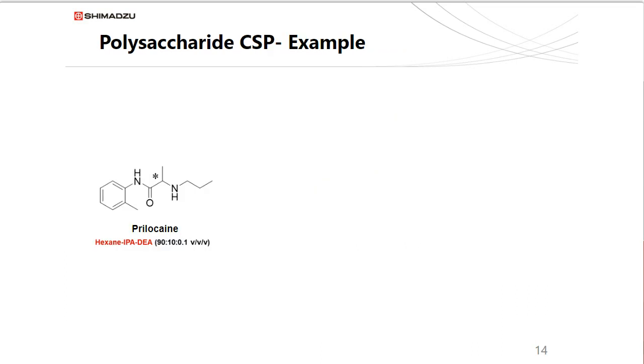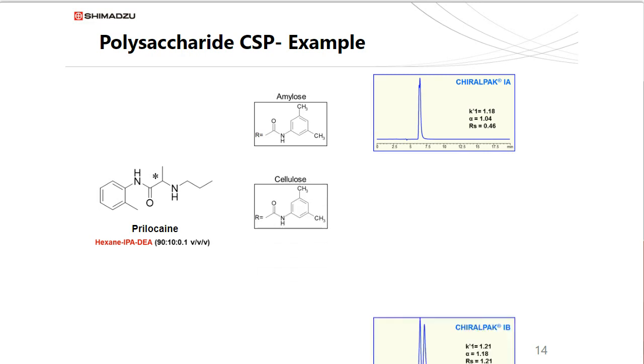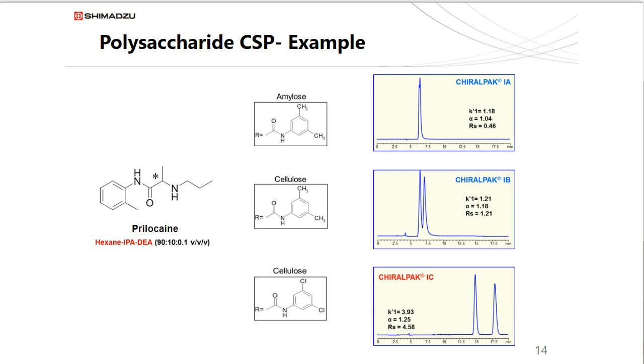Let's take a look at how minor changes in the CSP can have dramatic effects on the resolution of the compound. In this example, prilocaine is exposed to an amylose-based 3,5-dimethyl phenylcarbamate, giving minor resolution. By switching to cellulose, we now have fairly good resolution, but not quite complete. If we then change it from a 3,5-dimethyl to a 3,5-dichloro, we not only get complete resolution, but you'll notice a greater increase in retention time.